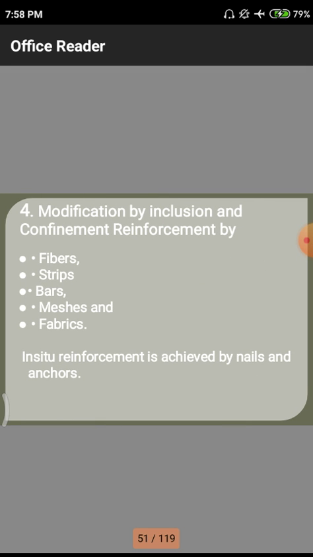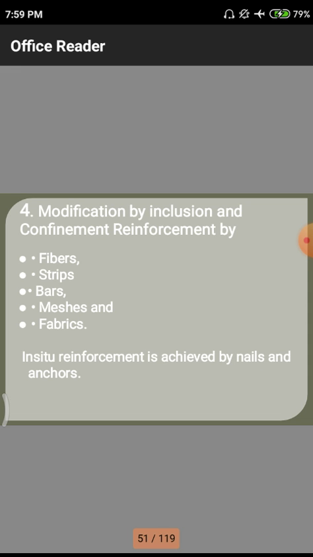Next, we need to focus on modification by using inclusion or confinement of reinforcement. This reinforcement is mainly used as a mechanism to strengthen the soils and others. Normally reinforcement is used to distribute the stresses developed in a particular body, so that it will be a crack-free structure. Normally concrete is good in compression and weak in tension.